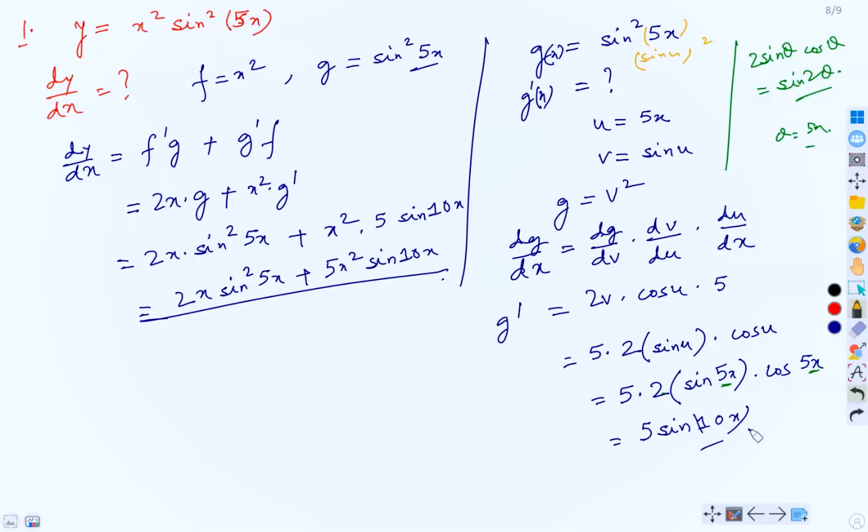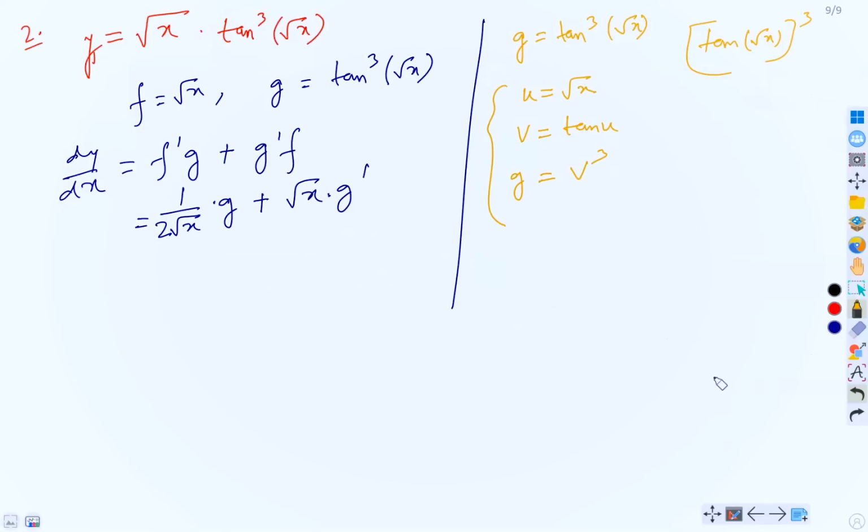Similarly here also, which function is completely inside? Root x is completely inside. Then put that as u. Then what is happening? You are getting this tan u. Yes. Then take tan u as v, then finally you are getting g equals v cube. Now apply the chain rule, then you are finished.